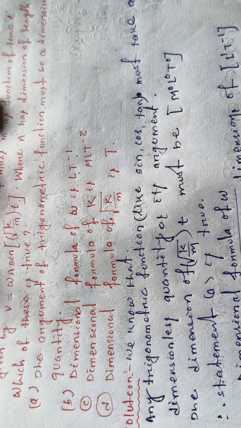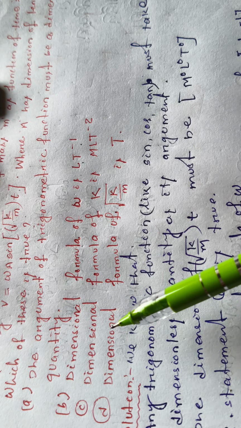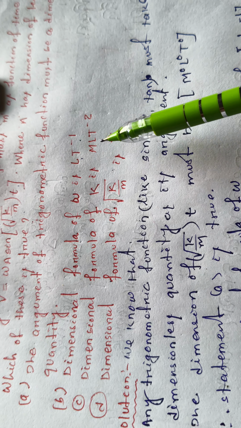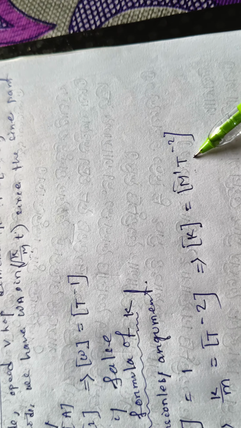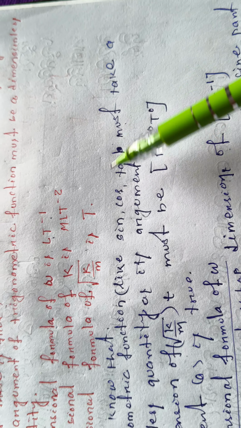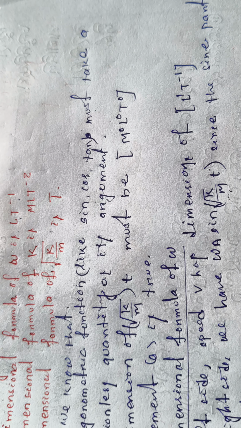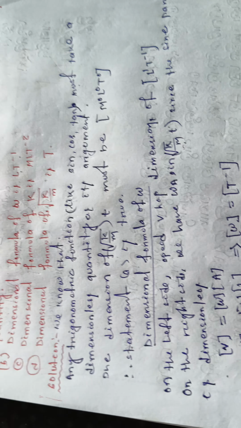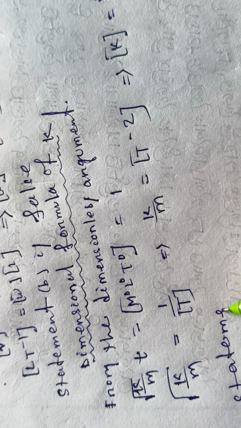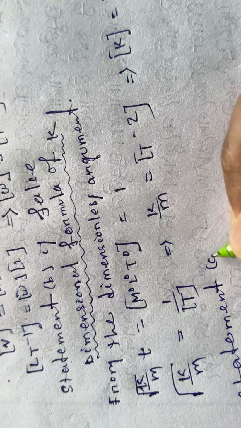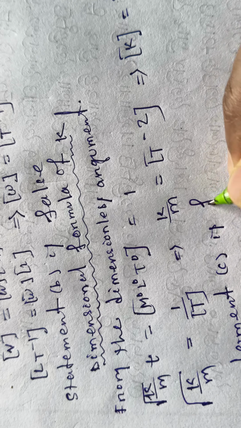But here the dimensional formula is written as K is M L T to the power minus 2, and there is no L term here. But in the option the L term is present, that is a length term. That means option C is wrong. Statement C is false.